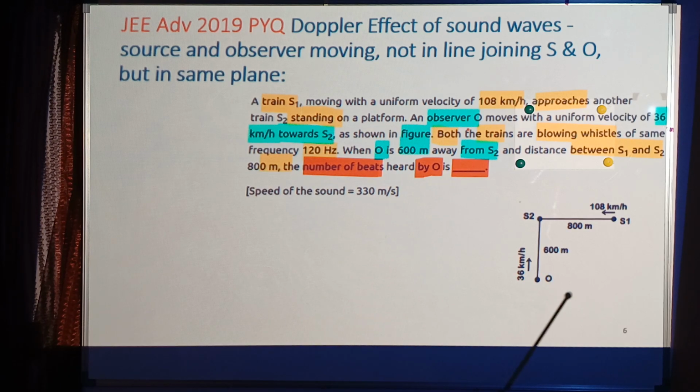This is the figure. Source 1, source 2. This is a moving train, and this is a stationary train. Both are blowing whistles. This is the observer moving in this direction with this much speed. So the observer hears two sounds, one from S1 and one from S2, and they will interfere here to produce beats. So find the frequencies of the received signals F1 and F2 using the Doppler formula, and then find the difference. You can pause and attempt this question.